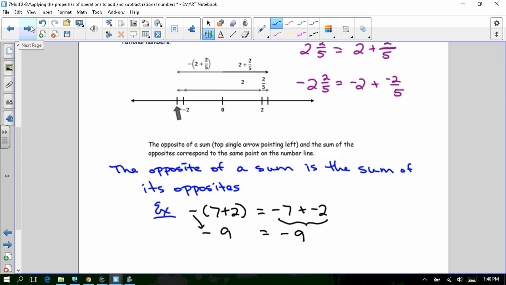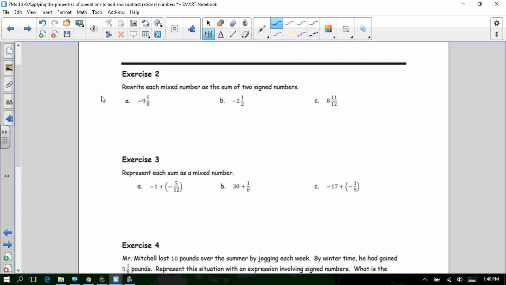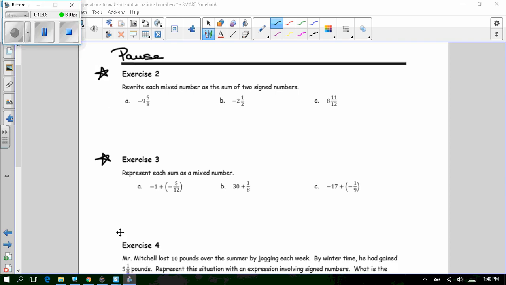Let's go to page 55. All right, exercise 2. Rewrite each mixed number as the sum of two signed numbers, just like I did on page 54, the middle of page 54, example 2. I want you guys to do exercise 2 and exercise 3 on your own. I'm going to pause here a minute. Do those on your own, and then turn it back on when you're ready to go on to exercise 4. All right, so go ahead, hit pause.